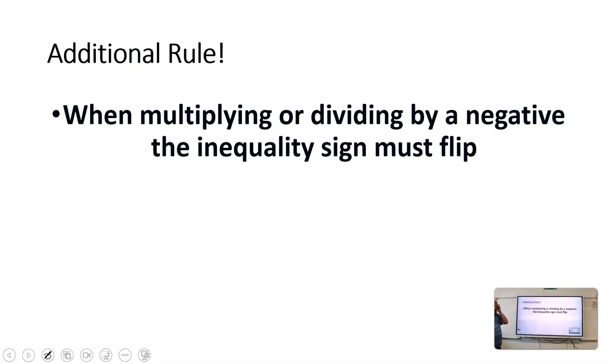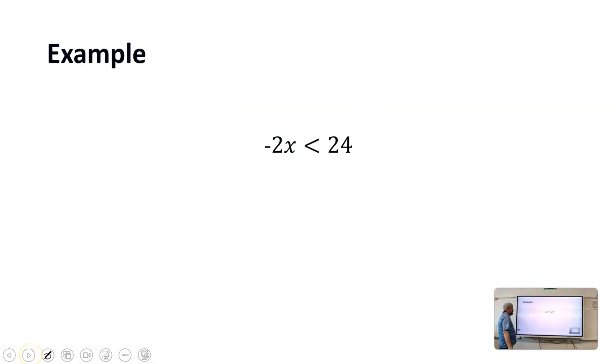Okay, there is one more rule you need to worry about when it comes to inequalities. You need to understand that whenever you're multiplying or dividing by a negative, the inequality sign must flip. So, this part's not in your guided notes, but actually we have an example of it right next. Boom, here we go. So here I have a negative 2x is less than 24.